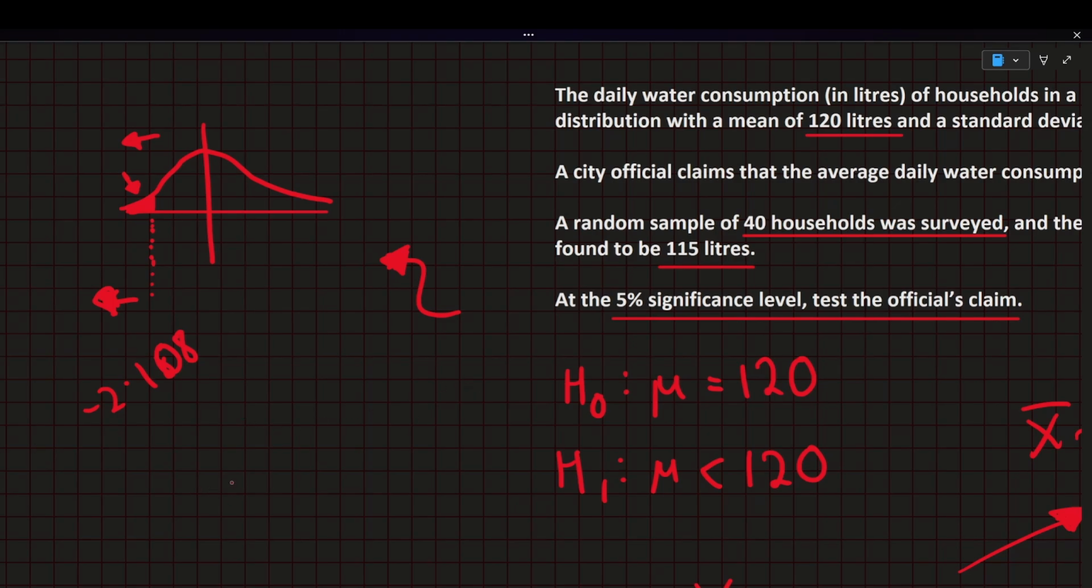So let's go on our calculator. You can go to the inverse normal function, and the area that we're going to put in is 0.05, standard deviation of 1 and a mean of 0. And that gives us a Z value of minus 1.645. So that is over here. And from that you can see that the minus 2.108 lies on the left of that, and therefore our result is statistically significant.